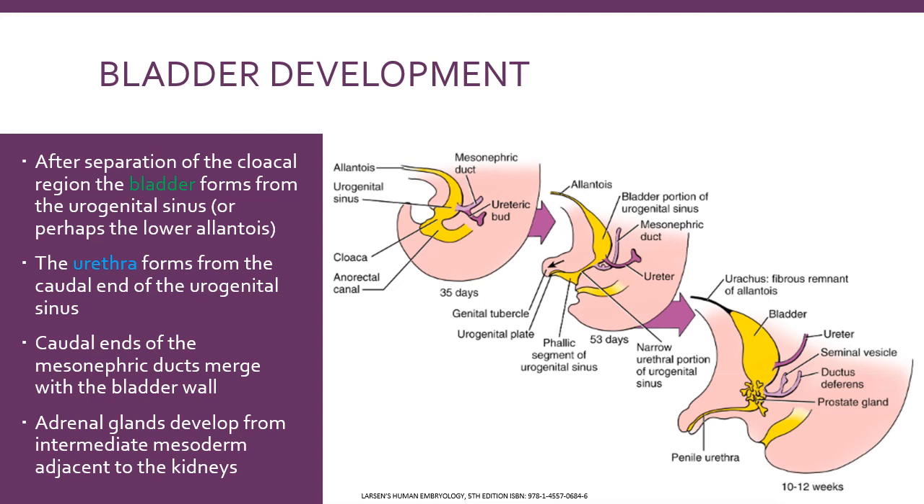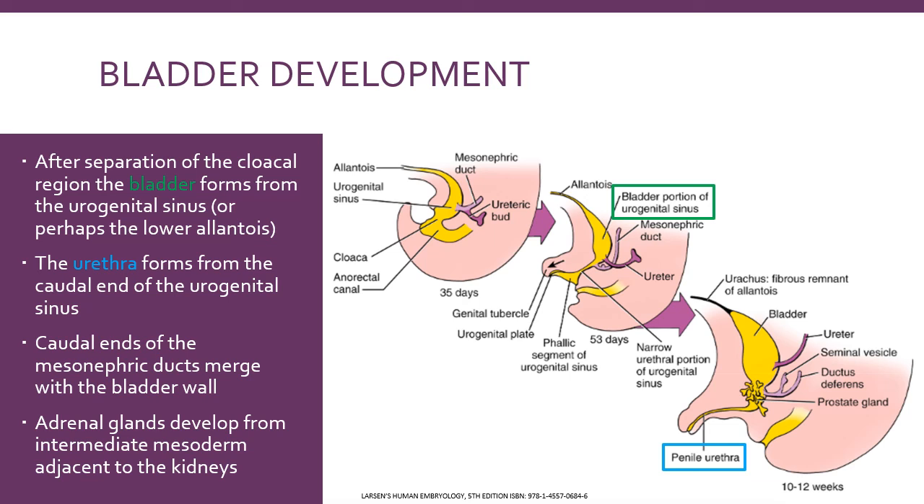So, the bladder is going to form from the urogenital sinus or maybe from the lower portion of the allantois. We don't really know. But at any rate, we get the bladder forming. And then the urethra is going to form from the caudal end of the urogenital sinus, which will connect the bladder to the outside. Now, the caudal ends of the mesonephric ducts are going to merge with the bladder wall.